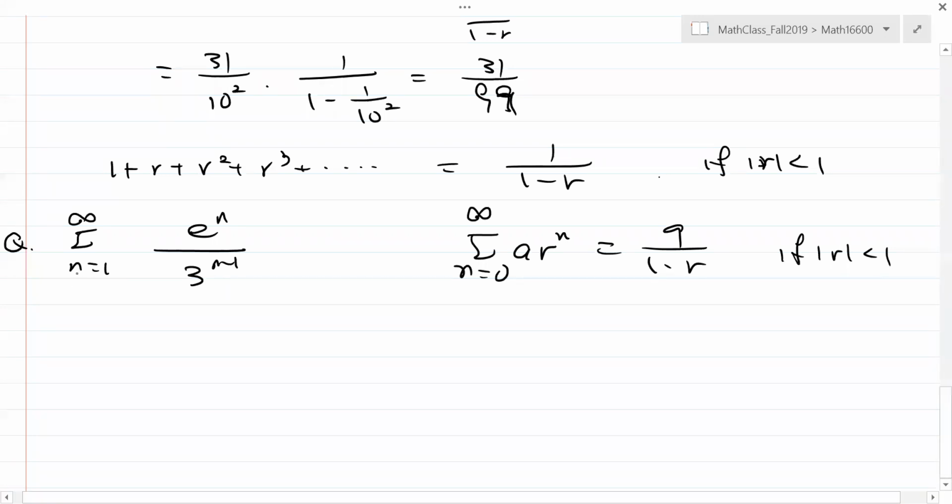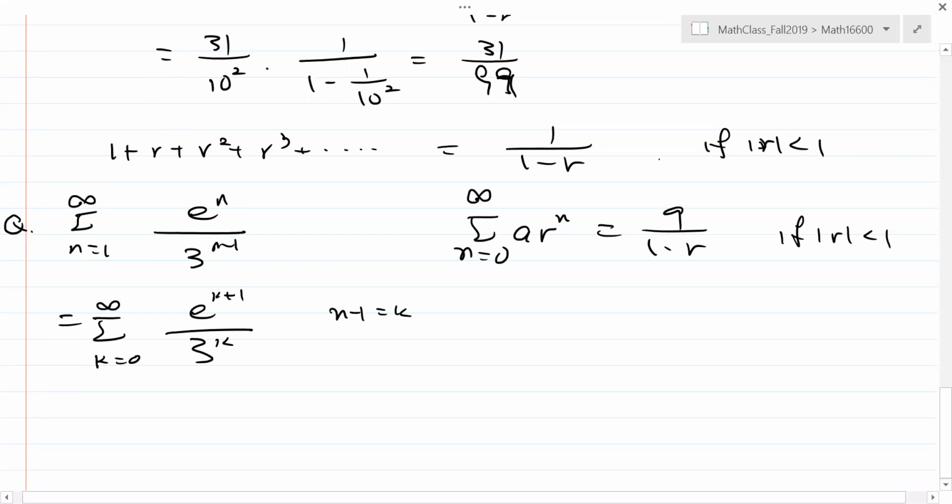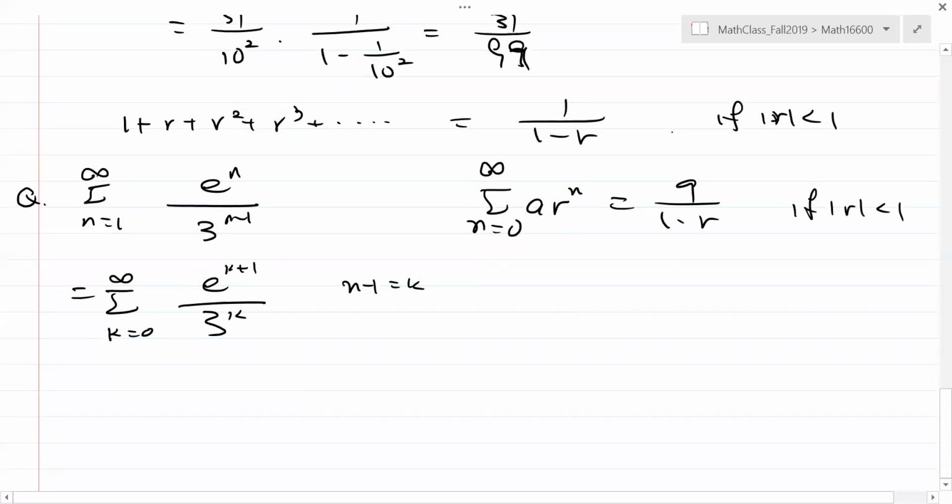But this is n, and n starts from 1, not from 0. You can change the index if you want. If n minus 1 is going to be k, so when n equals 1, k equals 0. So this can also be written as the sum from k equals 0 of 3 to the power k, e to the k plus 1. You can change that if you want to use that formula directly.